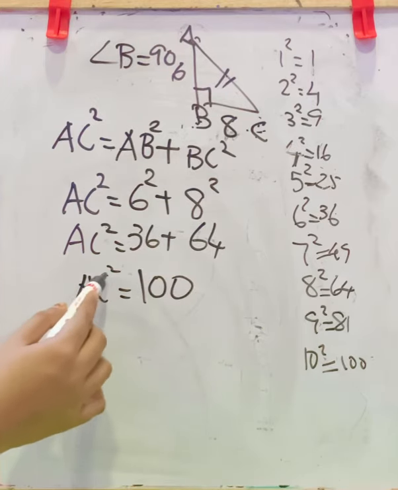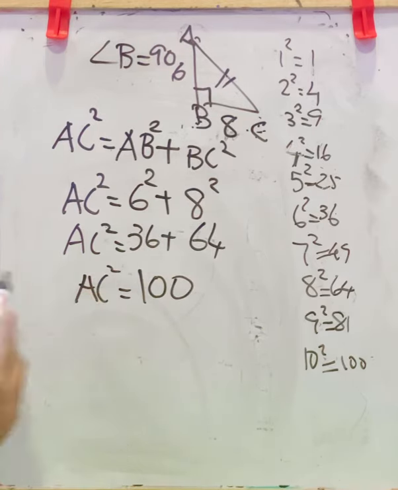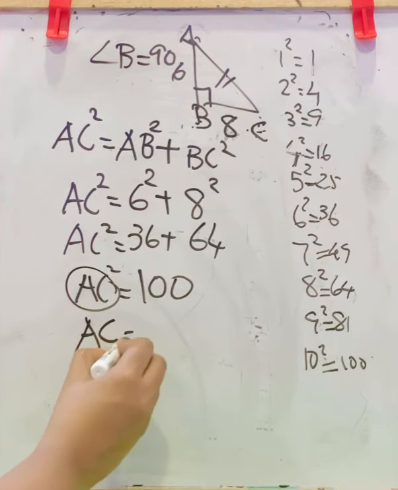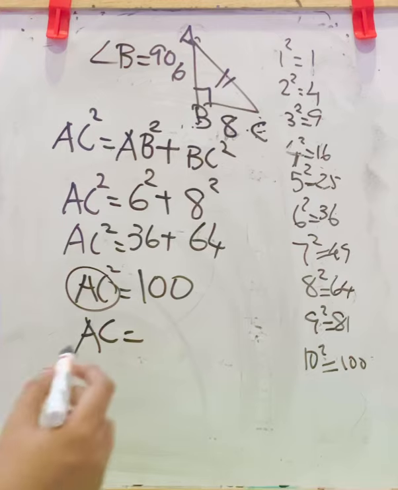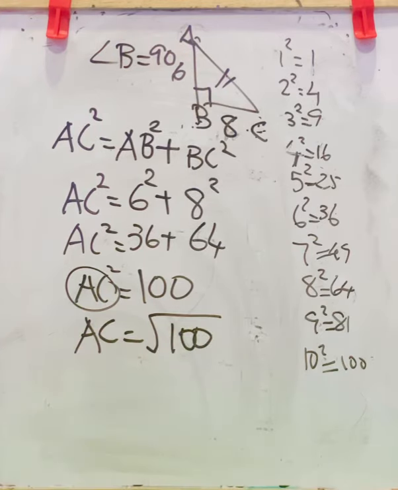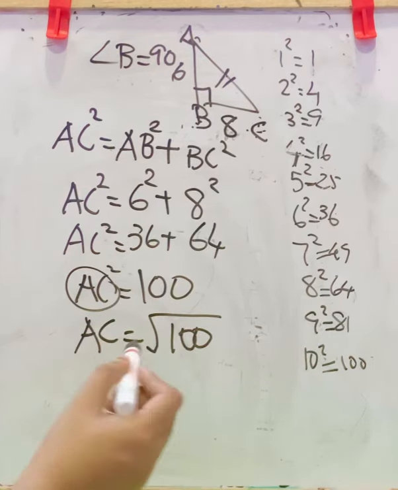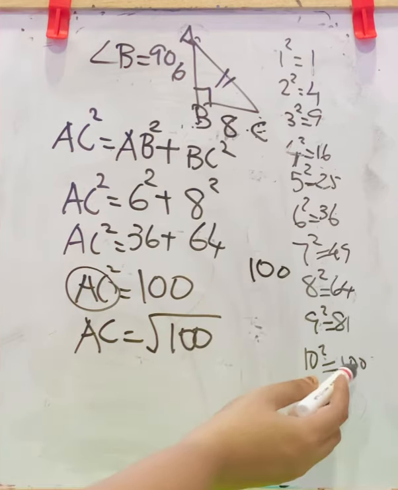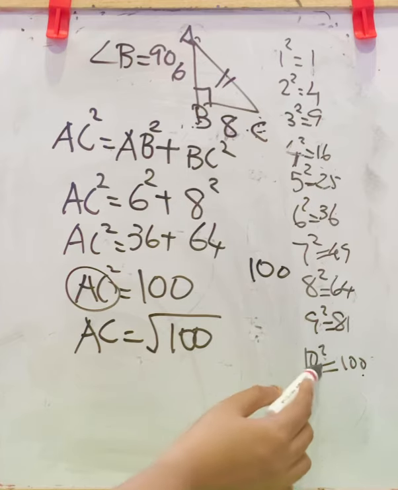Now a number's square is 100. How will you find the value AC? AC will be, cancelling square means you have to find the square root. Then you will get the value of AC. If a square number is given, to find the square root, you have to find the square root of 100. Then 100 we will get directly, that is 100 is 10 square. Square root of 100 will be 10.